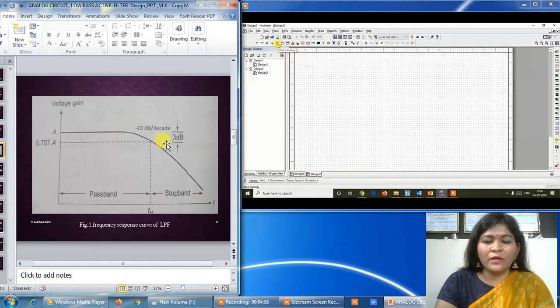Here, the roll off is minus 20 dB per decade, because in this example we are designing only a first order low pass filter. So the roll off will be minus 20 dB per decade. You can also increase this roll off by increasing the order, like higher order. If you want to design a second order low pass filter, then the roll off will increase and it will be minus 40 dB per decade, and so on.